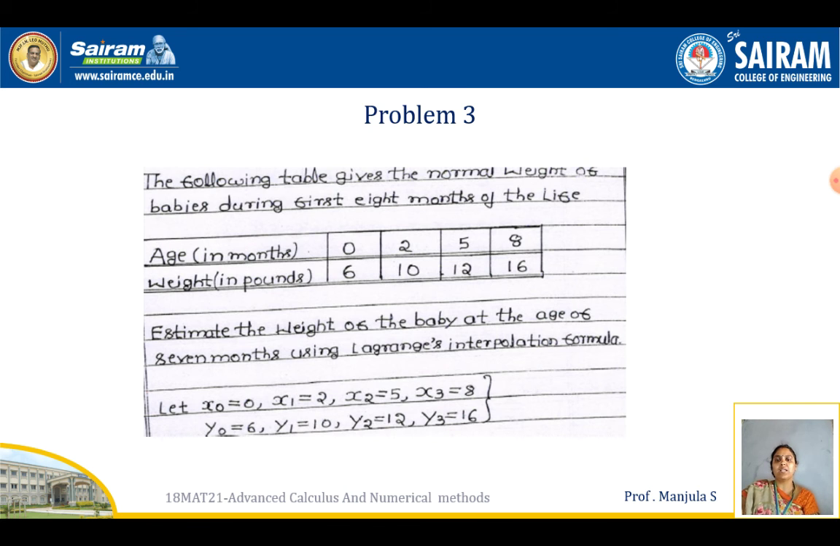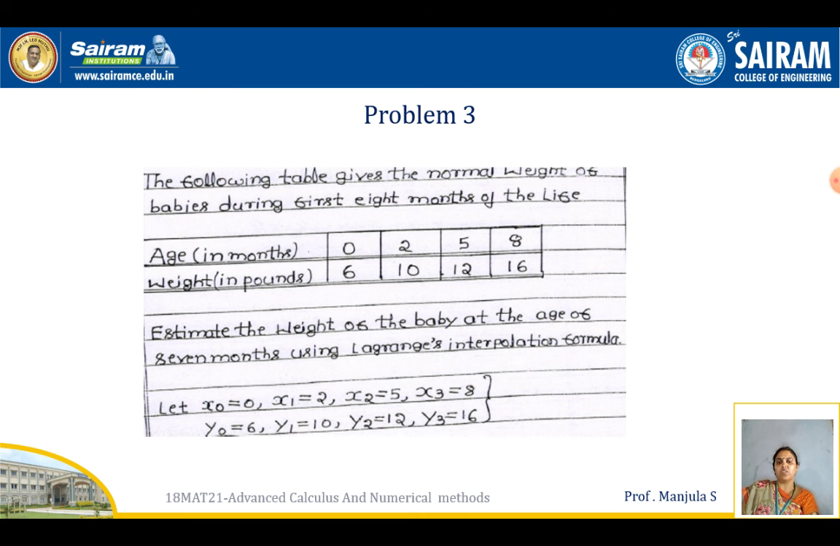So now we'll see the next problem. The following table gives the normal weight of babies during the first 8 months of life. Age they have given in months: first 0, then 2, then 5 and then 8, and weight they have given in pounds, that is 6, 10, 12, 16. Whatever it may be, the x and y values they have given in the question. Now the question is to estimate the weight of the baby at the age of 7 months. It means we have to find the value of y at x equals 7.